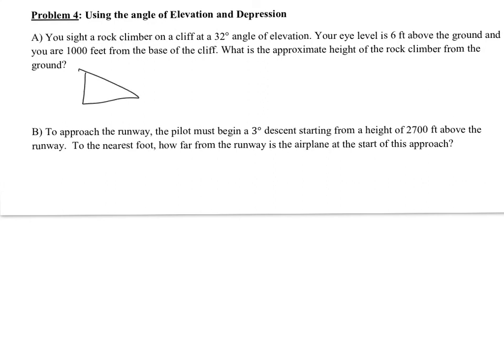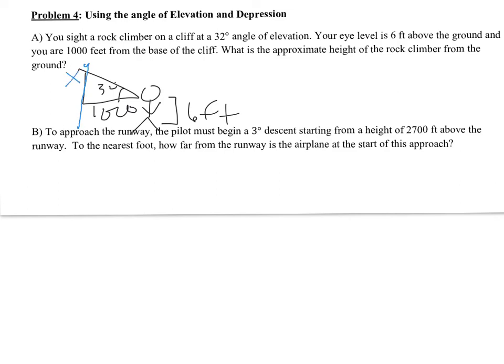You sight a rock climber on a cliff at a 32-degree angle of elevation. Now, depending on the angle of elevation and depression, you should always put that angle in that corner. Always, always, always. Your eye level is 6 feet. So this right here is 6 feet above the ground. And you are 1,000 feet from the base. It's asking what's the approximate height of the rock climber who's climbing right here. Here's the whole rock.